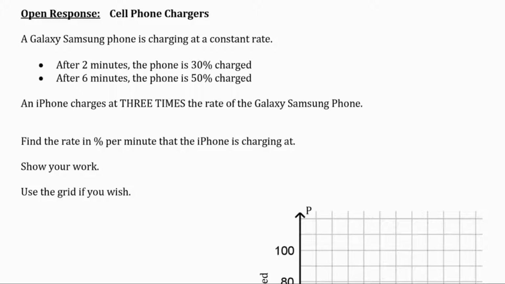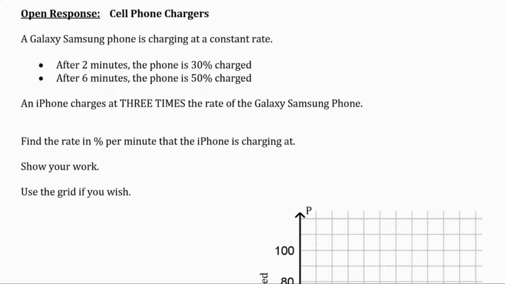That's a fast charger. An iPhone charges 3 times the rate of the Samsung phone. That's ridiculous. This is not how fast they charge. But anyway, just a math question. Find the rate in percentage per minute that the iPhone is charging at.